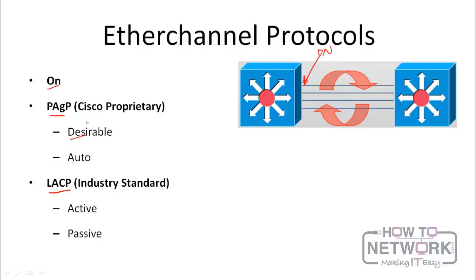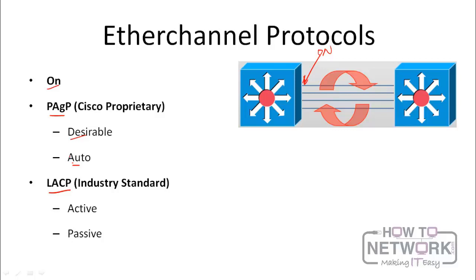Now, the first thing you need to know about PAgP is that it's Cisco proprietary, because Cisco set the standard first before it became an industry standard. You can set ports to either desirable or auto. Desirable means that they really want to join the Ether Channel, just like in DTP, while auto means that they don't really care. So if the two ends of the link are set to auto, the Ether Channel would not form. If one is set to desirable, then it would form.